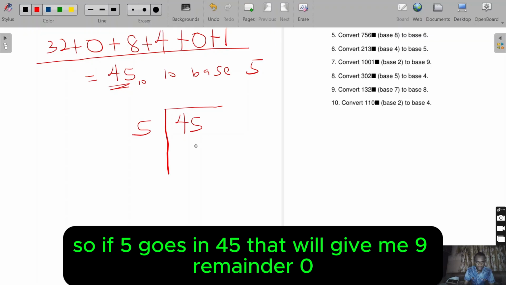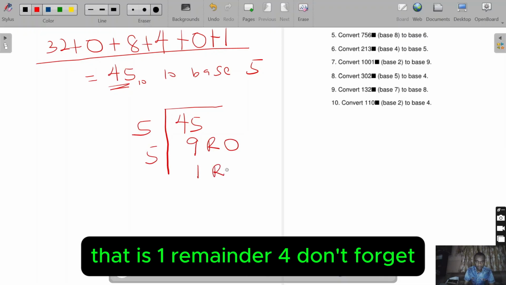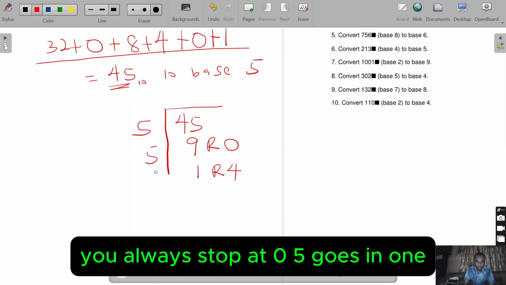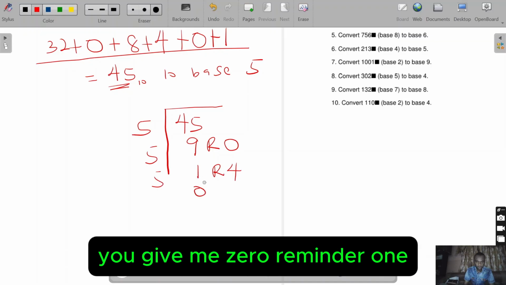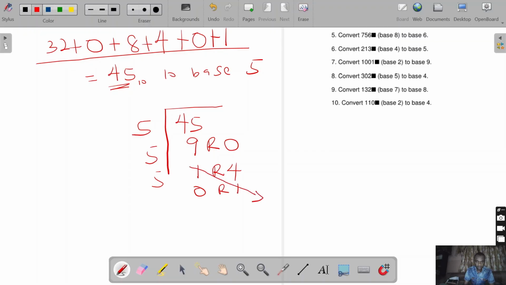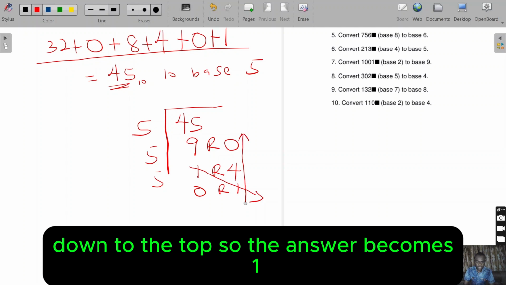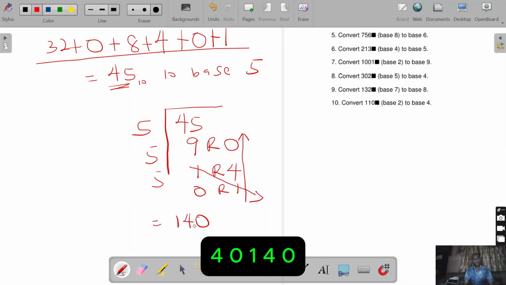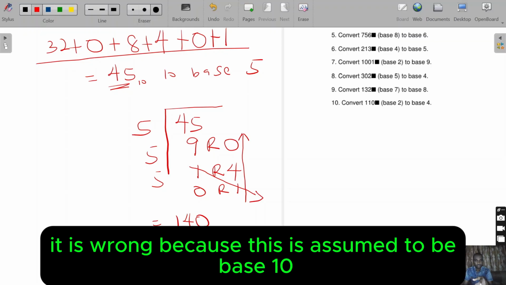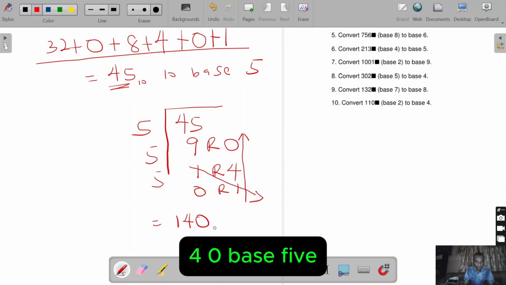So 5 goes in 45, that will give me 9, remainder 0. How many 5 can go in 9? That is 1, remainder 4. Don't forget, you always stop at 0. 5 goes in 1 will give me 0, remainder 1. So you read the answer from down to the top. The answer becomes 140. If I write the answer like this, it is wrong because this is assumed to be base 10. So this is 140 base 5.